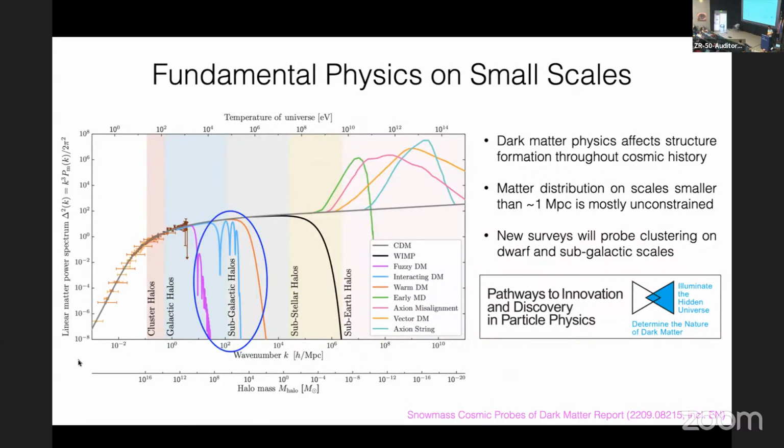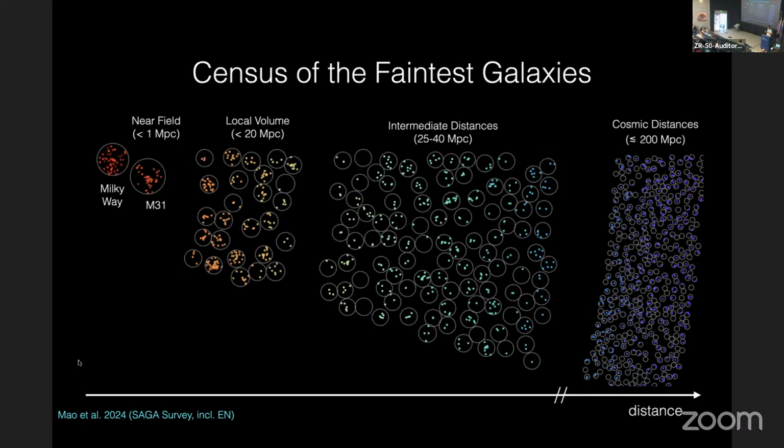Just to give you a sense of the scales I'll be focusing on, I'm mainly going to talk about this transition between the faintest halos, the smallest halos that host dwarf galaxies, and those that remain completely dark. Observationally, our census of faint dwarf galaxies has improved really dramatically, even in the last decade.